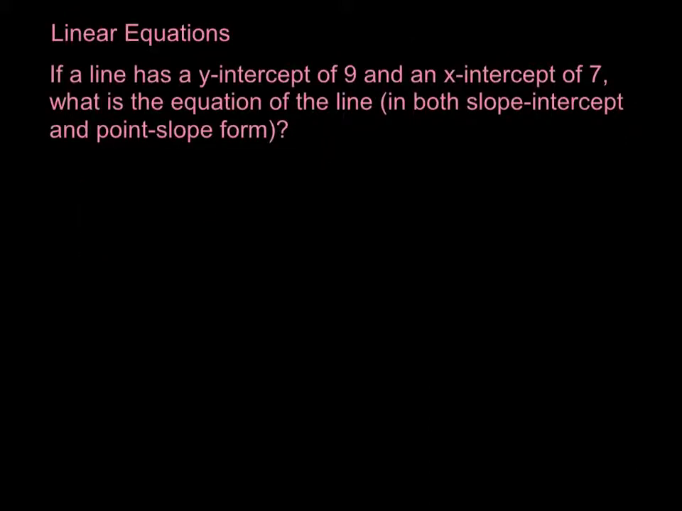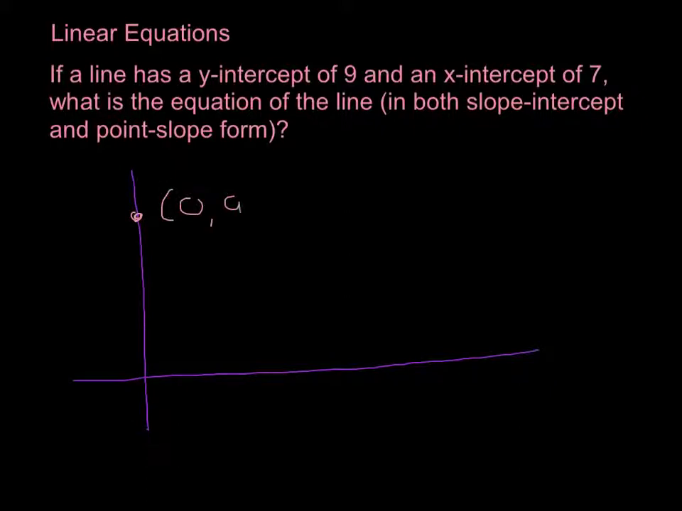If a line has a y-intercept of 9 and an x-intercept of 7, what is the equation of the line in point-slope and slope-intercept form? What we're going to do is start with a graph, and we're going to label our points 0, 9, because that's the coordinate, and 7, 0. I'm going to draw a line through those points, and make this point a little larger.